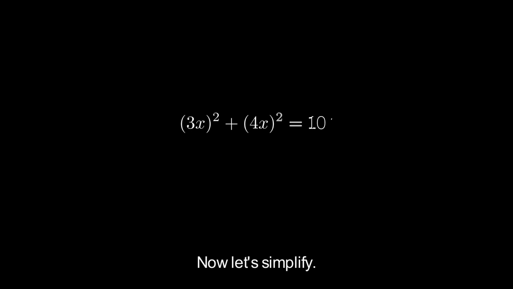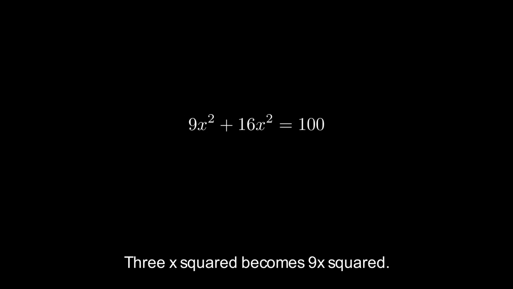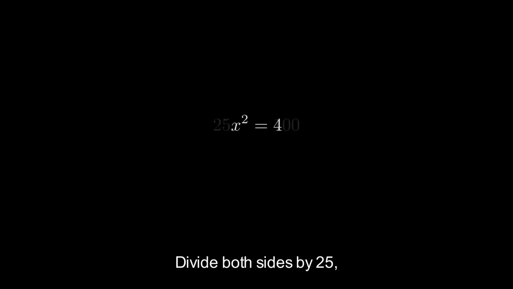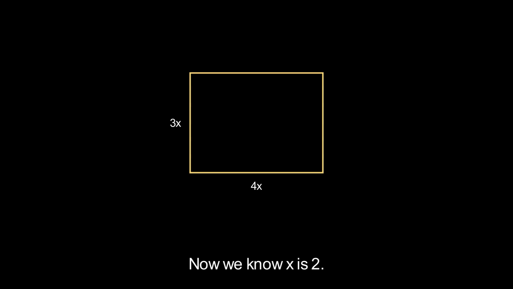Now let us simplify. (3x) squared becomes 9x squared. (4x) squared becomes 16x squared. Adding them gives us 25x squared, and that's equal to 100. Divide both sides by 25 and we get x squared equals 4. So x equals 2. Now we know x is 2.